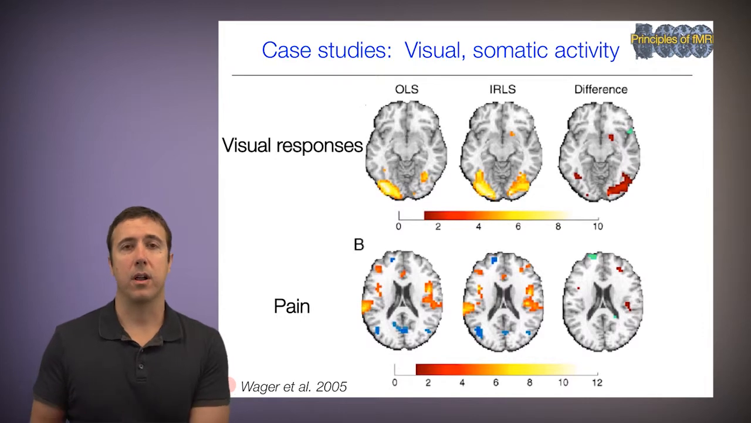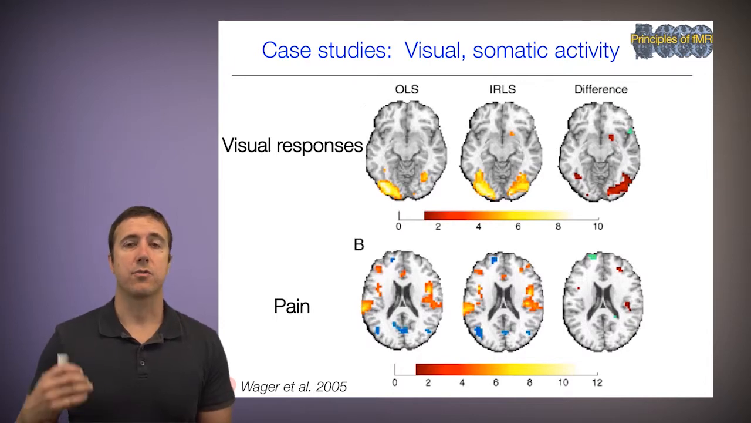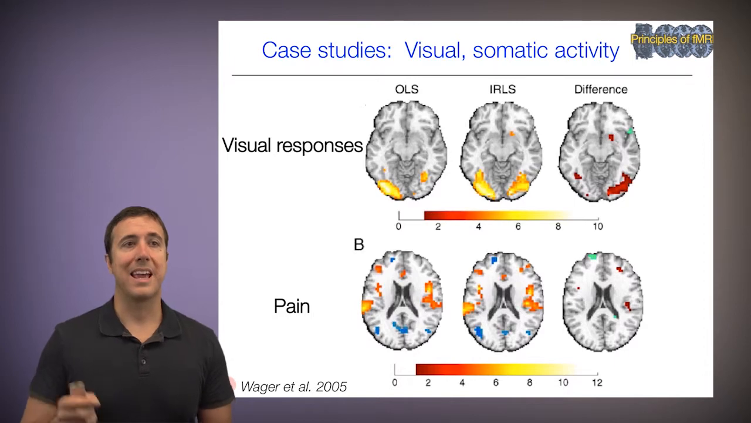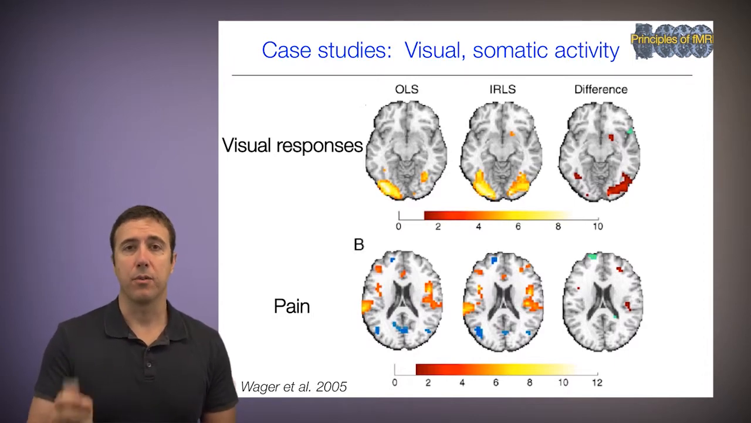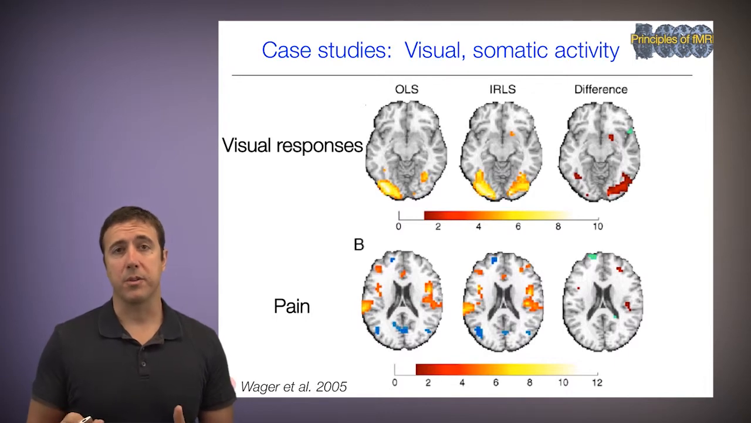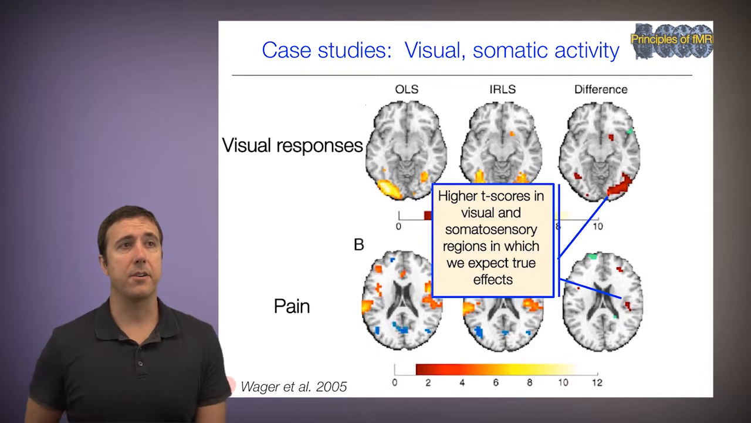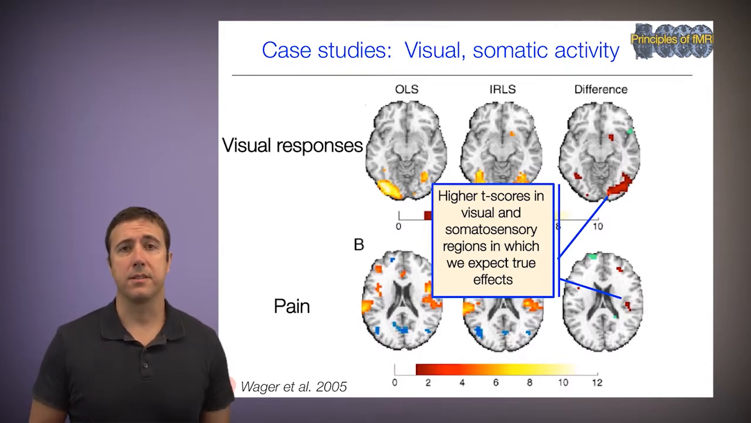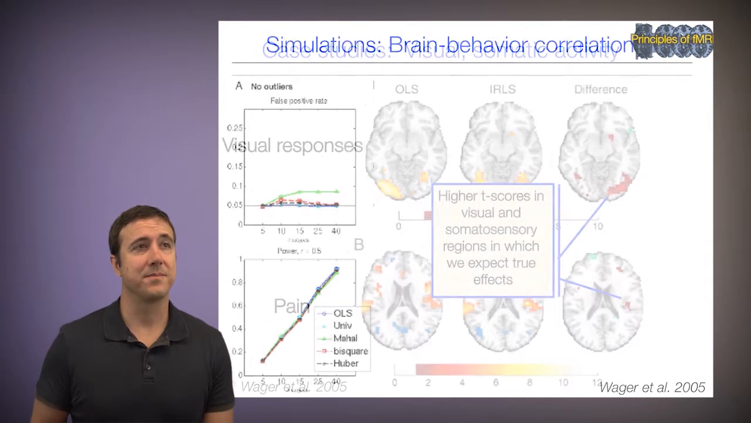And now the final column on the right shows you the map of where there are significant differences between them. So what you can see here is stronger statistic values in the visual cortex for visual responses and in the posterior insula and S2 for pain, which is exactly where we expect to see real results. So here, there are higher t-scores with robust regression in areas in which we expect true effects. So that's good news for robust regression as well.